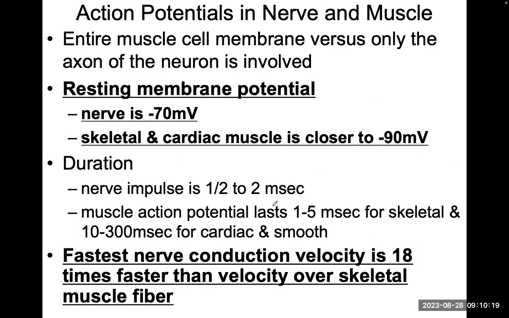In terms of resting membrane potential for muscles and nerves, when we compare them, the RMP for a nerve is minus 70 millivolts. For muscle, it's around minus 90, and that's for skeletal and cardiac. It's a little bit closer to minus 90. The fastest nerve conduction velocity is 18 times faster than the velocity over skeletal muscle fibers.